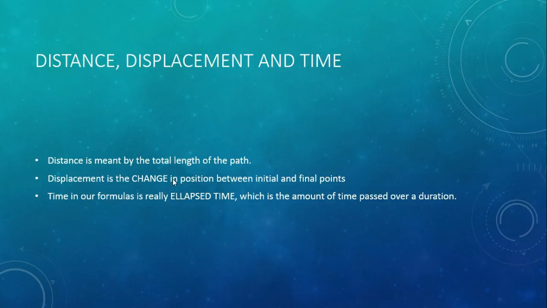So these are pretty much the variables we need. In kinematics formulas, there are 5 variables: velocity, acceleration, initial velocity, final velocity, acceleration, time, and displacement. So these are the 5 variables we use in the formulas.